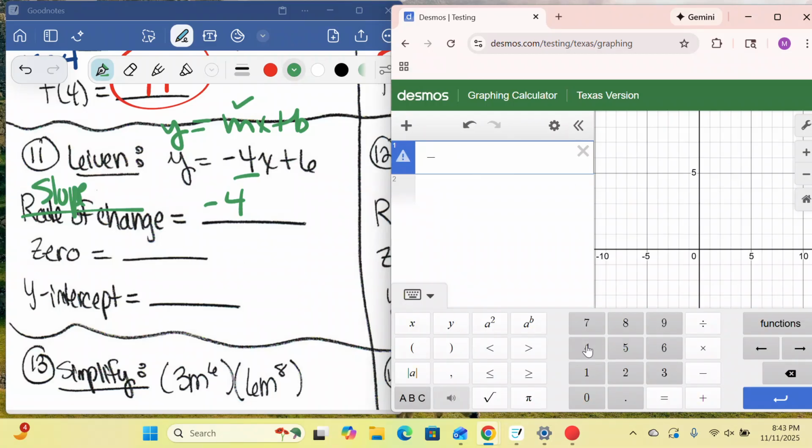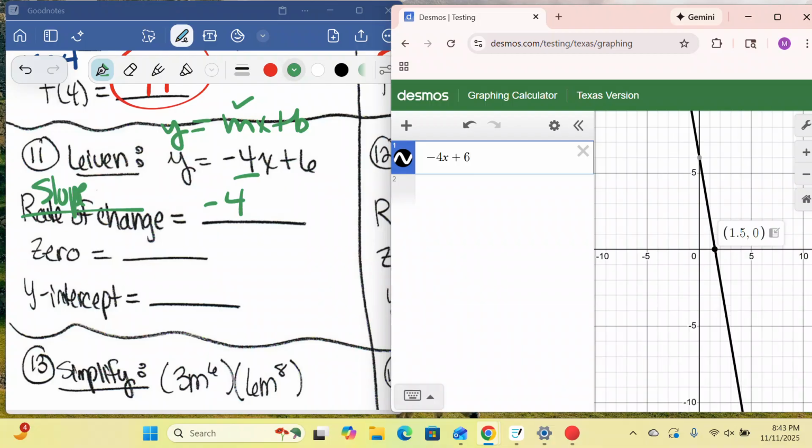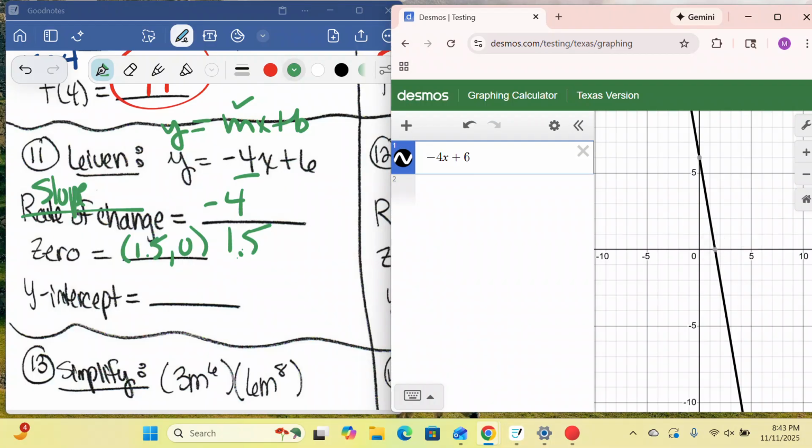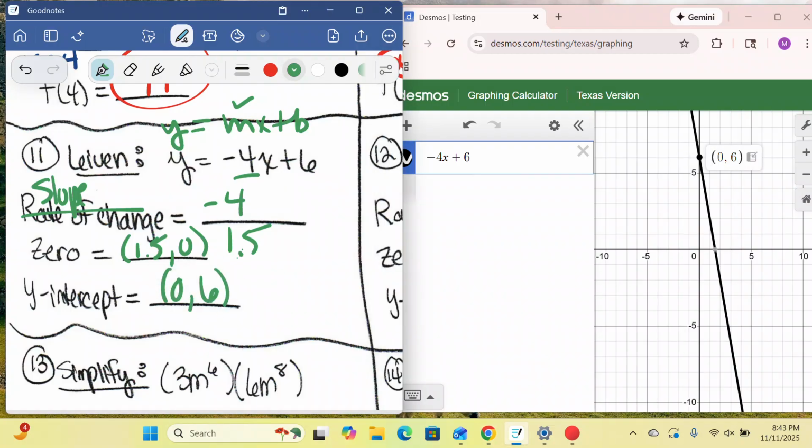I go negative 4x plus 6, which gives me an x-intercept and a y-intercept. My x-intercept is 1.5, comma 0. Remember, my x-intercept is 1.5, comma 0. If I want to find my y-intercept, all I have to do is find out where it crosses my y-axis, and that is 0, comma 6.